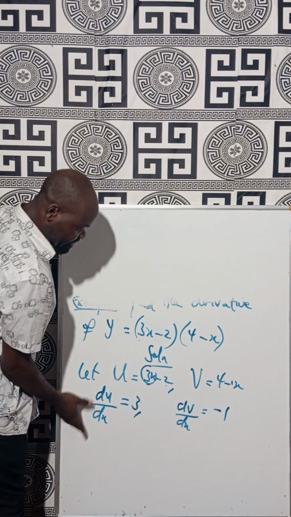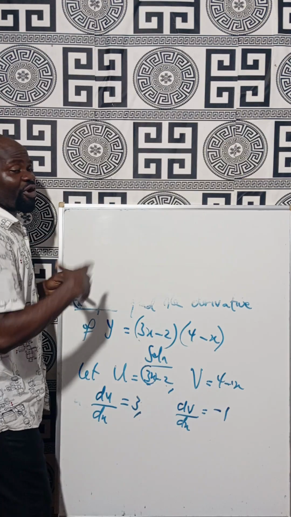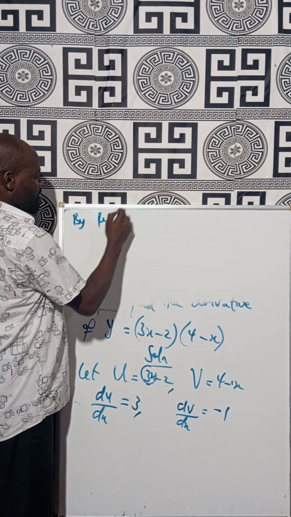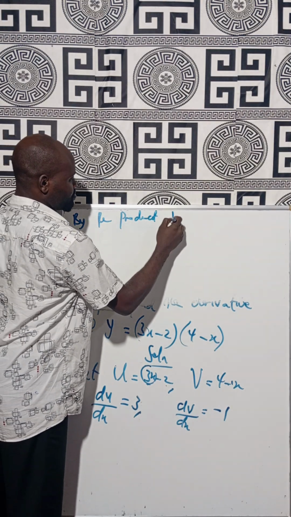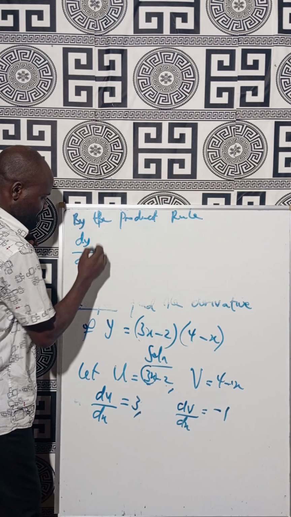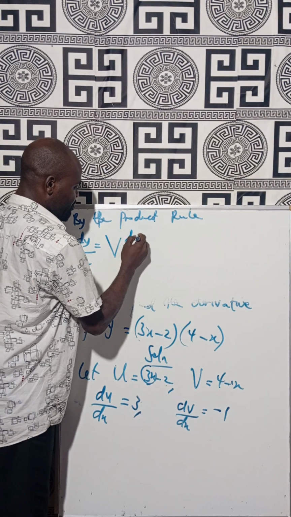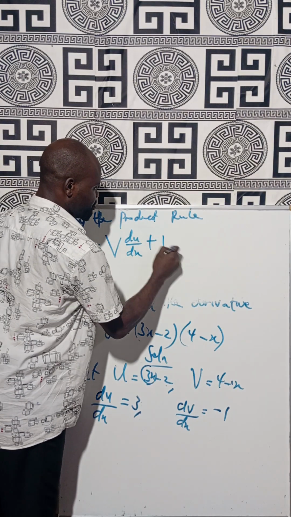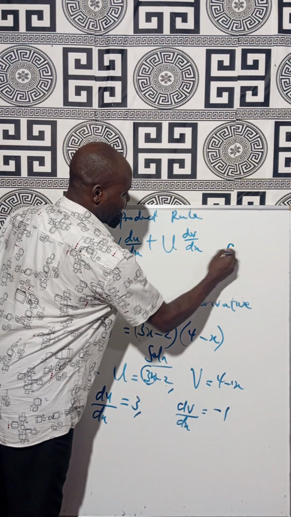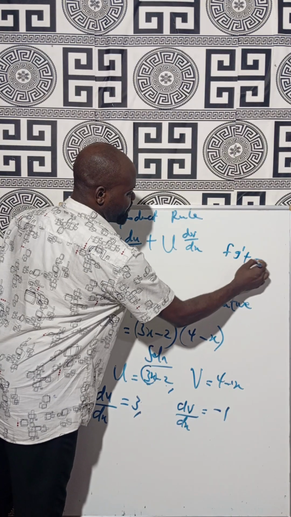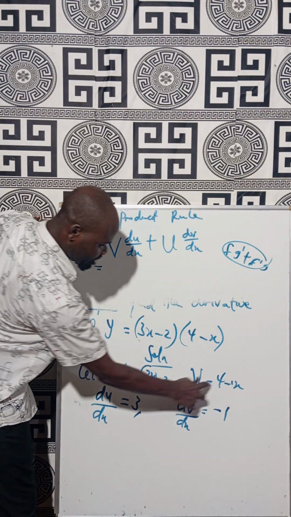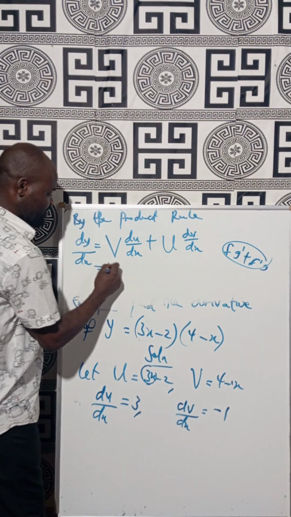Now, once you have known your du dx and dv dx, you can find your dy dx using the product rule. Our dy dx is equal to, don't forget the formula, v multiplied by du dx, plus u multiplied by dv dx. Or just write f g prime plus f prime g. They all mean the same thing. So what's my v? My v is 4 minus x.